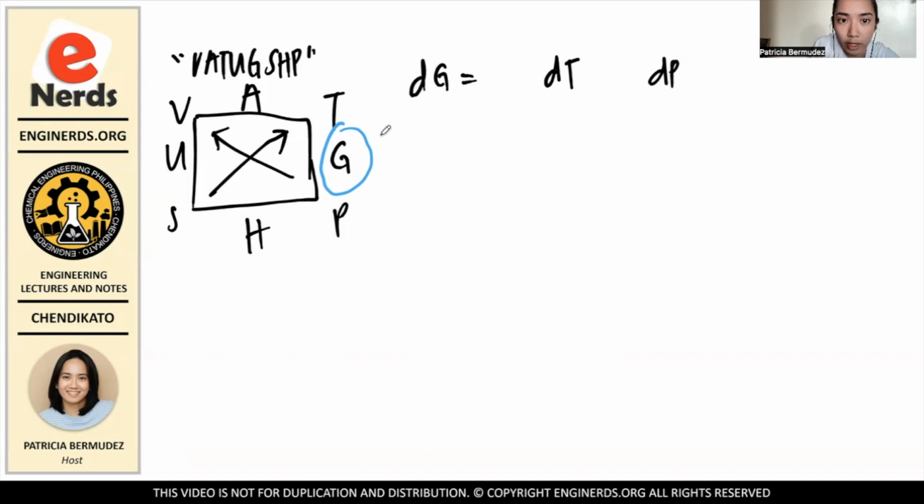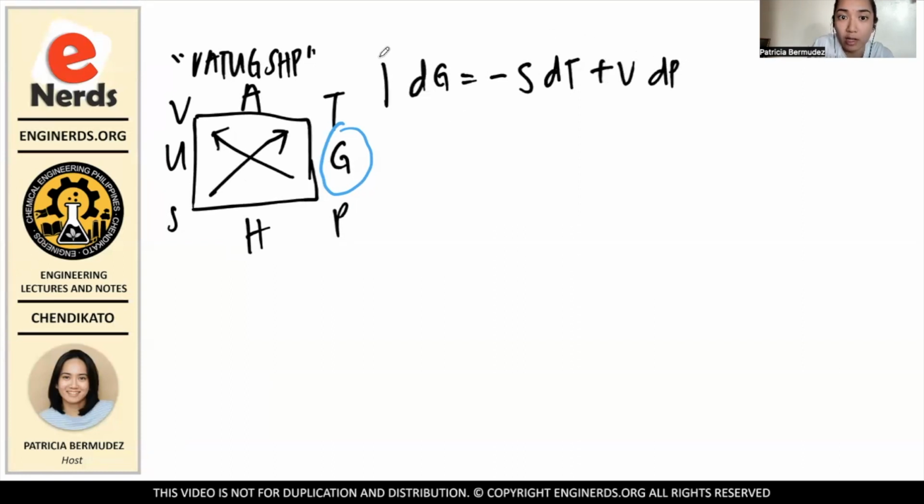And then from here, this is where the arrow becomes useful. So yung T, saan ba siya nakaturo? Nakaturo siya sa S, right? But since you are going backwards from the arrow, it has to be negative. So negative S dT. And then how about the P? The P is going towards V and the arrow is pointing at V. So it is positive. Kaya siya naging negative kasi you're going from the tip of the arrow to the tail. But this one, you're going from the tail to the tip, and that is positive. So this is positive V dP.